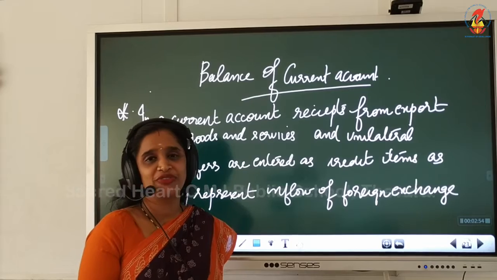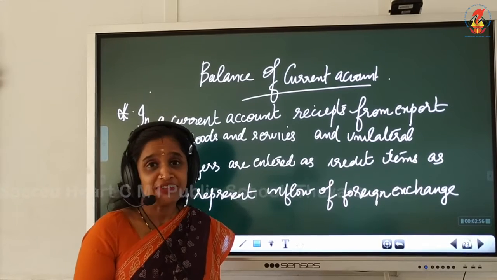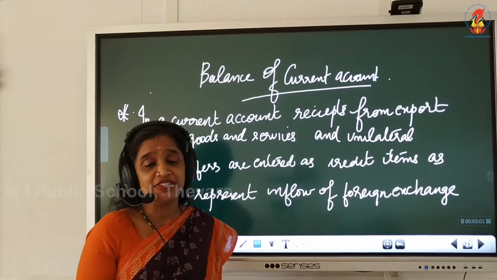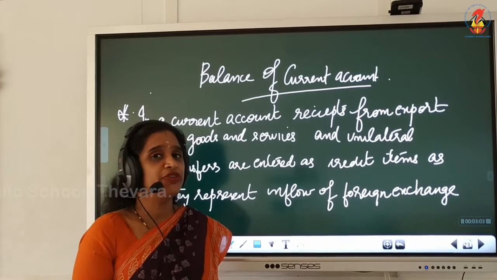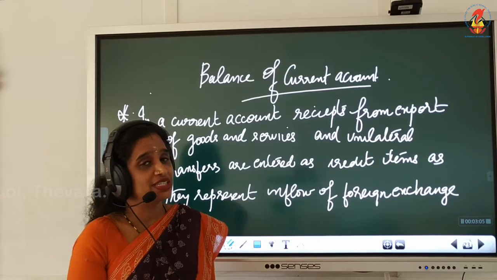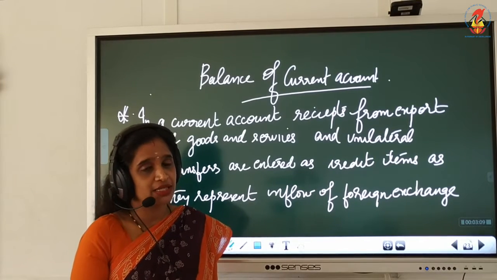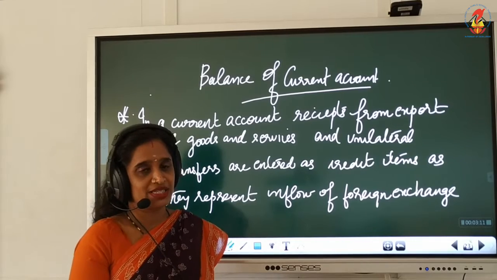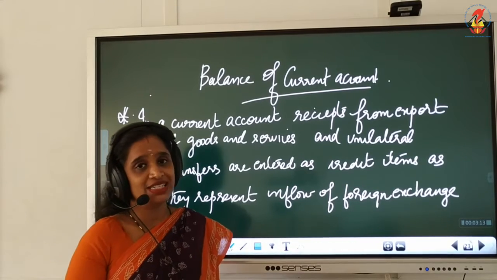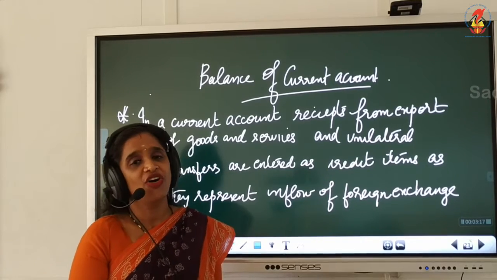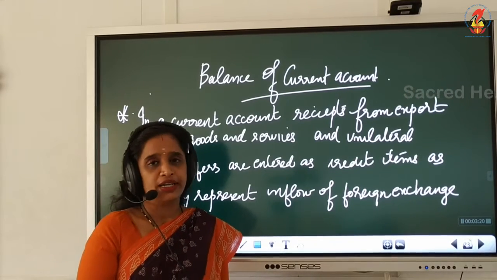Export and import of invisible items, services, how we balance it. There we have the balance of invisible items. Receipt from the unilateral transfers, equalizing the payment for unilateral transfers. There we are balancing the unilateral transfers. Thus we have just written, theoretically we have learned the balancing of all the items of the current account.